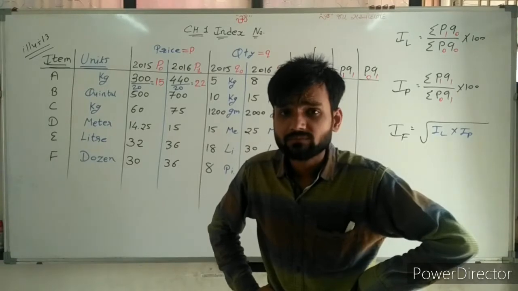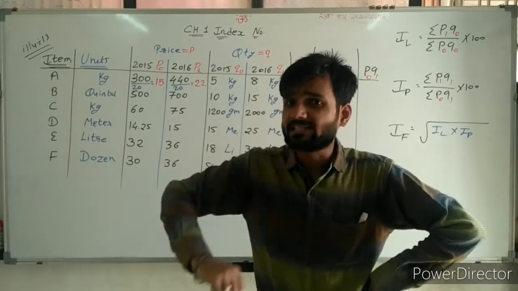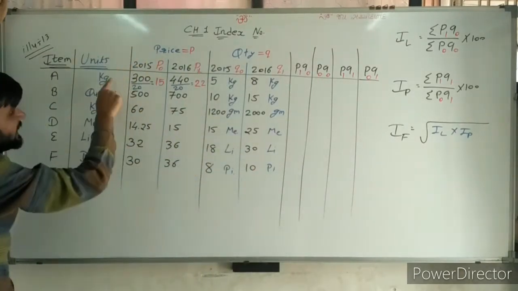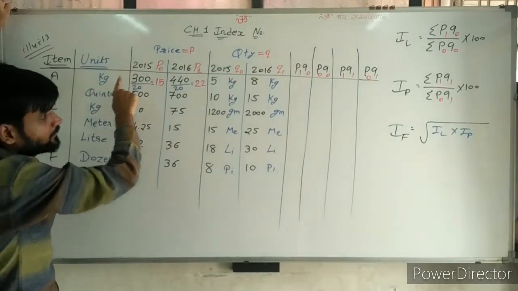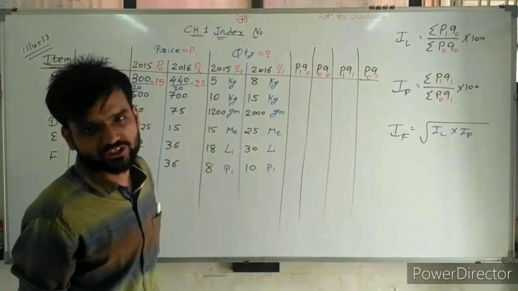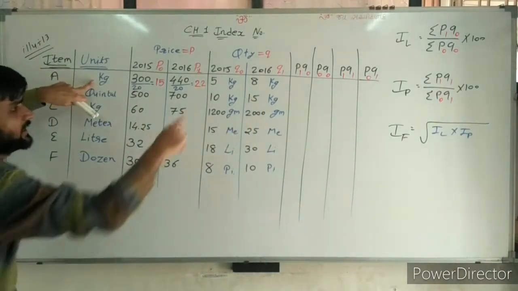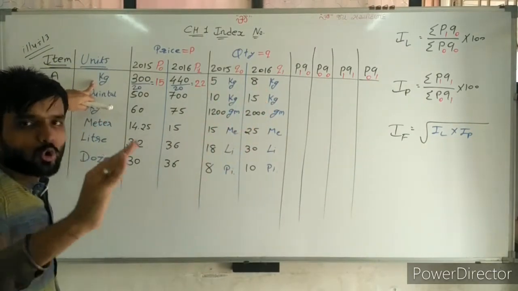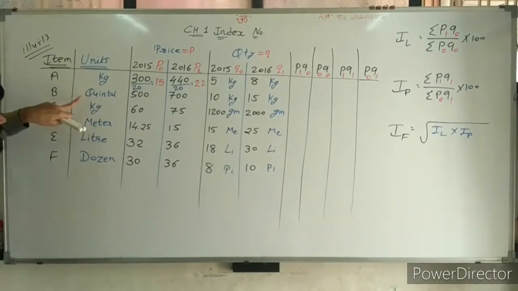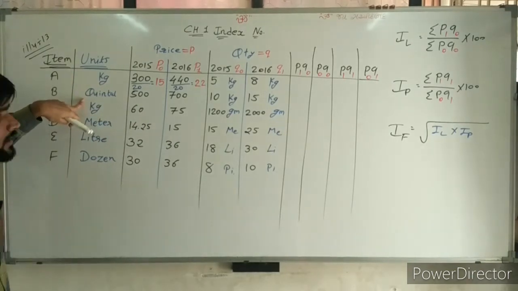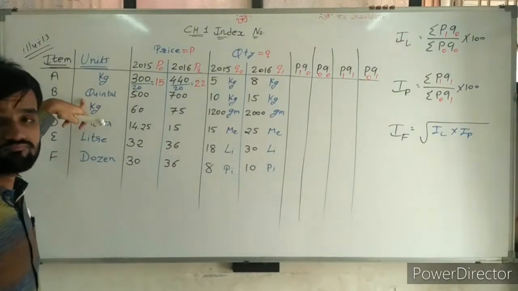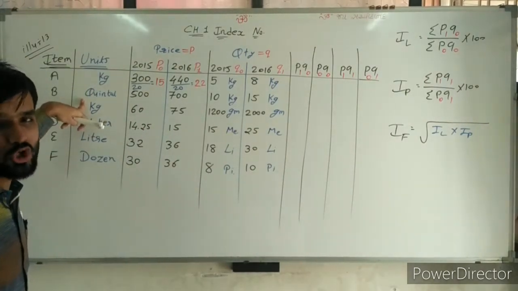Now going ahead, what is the second step? Check it. Here kg is given, so quantity also should be in kg. Yes, sir. Kg, kg, kg, no problem. Here, sir, quintal. Here, kg information is given. Not okay.